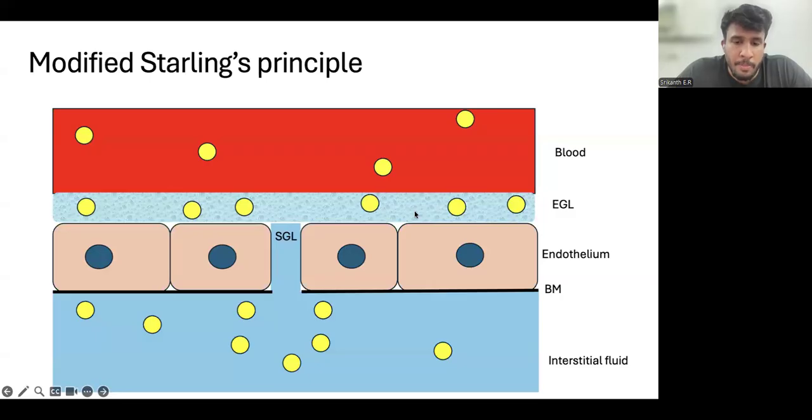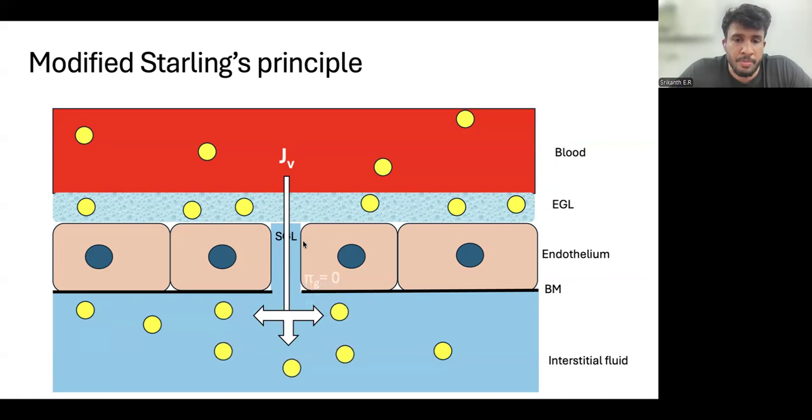And there is nothing stopping the proteins from coming into the subglycocalyx layer. But that's not true. The only thing which stops the proteins from actually diffusing into the subglycocalyx layer is the filtration that is happening. This filtration through a narrow channel pushes out protein from the subglycocalyx layer and makes the oncotic pressure of the subglycocalyx layer zero. So now the exchange is happening between the intravascular volume and the subglycocalyx layer, which has no protein at all.